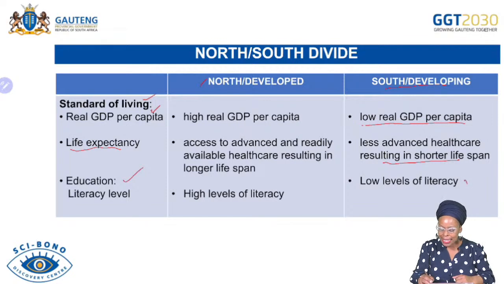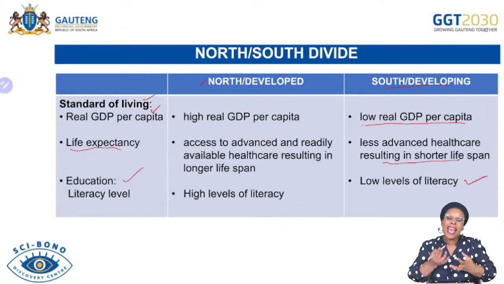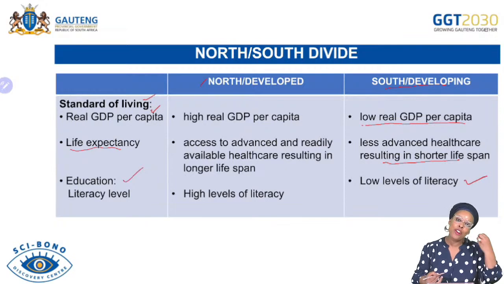But you look at South countries, because they lack income, they can't even afford better education. So the number of people who cannot read, write, or count is high. We have a high dropout level in secondary schooling and even at tertiary schooling. So the level of literacy for countries in the south is low, but for countries in the north is high.